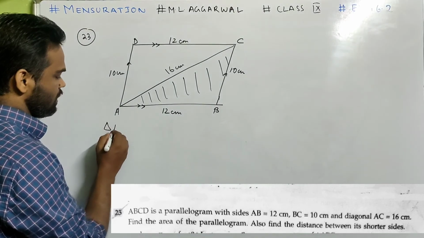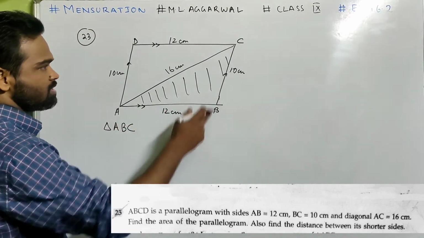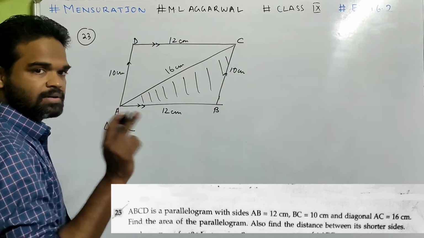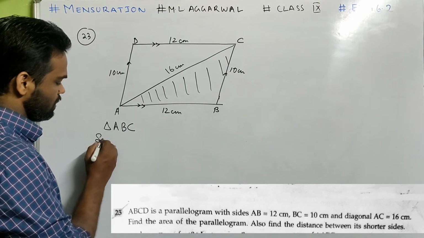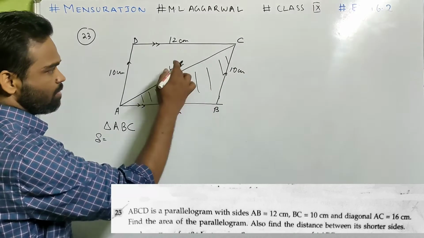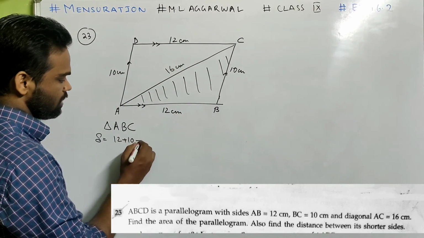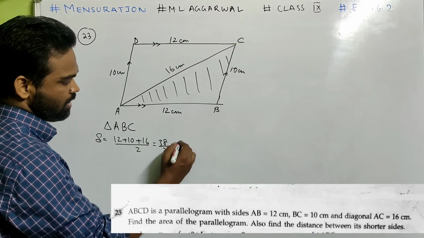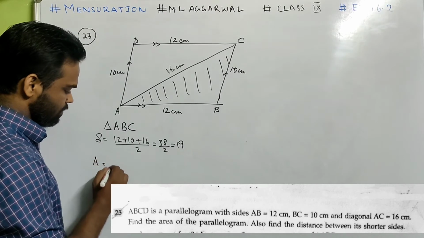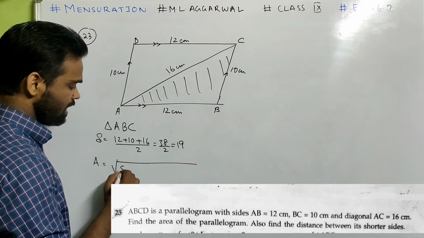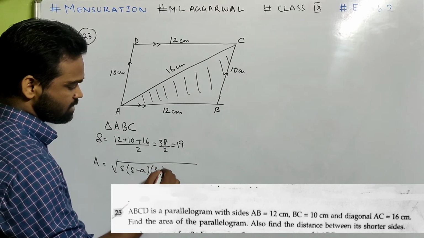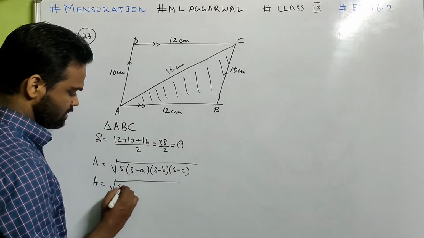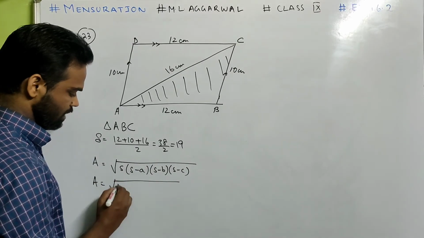Now, for triangle ABC, it's a scalene triangle, which means all the sides are different. I'll use Heron's formula. Semi-perimeter S is a plus b plus c by 2, which is 12 plus 10 plus 16 by 2. That's how much? 38 by 2. That's 19. So what was area? Remember? Root of S into S minus the first side, S minus the second side, S minus the third side. So area will be root over S, S is how much? I'll put the value 19.